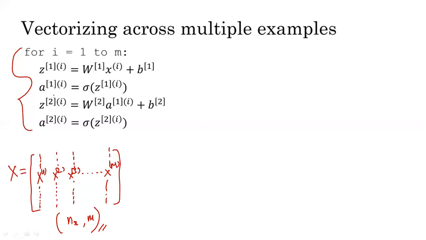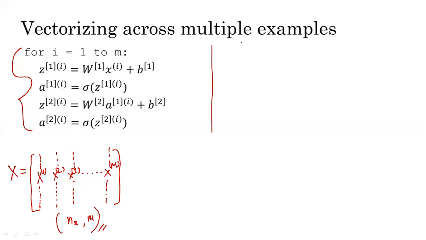Okay, now I also need to represent this equation in the vectorized form. So I need to have a capital representation of these small z's and small a's also, because we already have the capital representation, that is the capital X, corresponding to the variable xi. Corresponding to z and a also we need to have the capital representation.